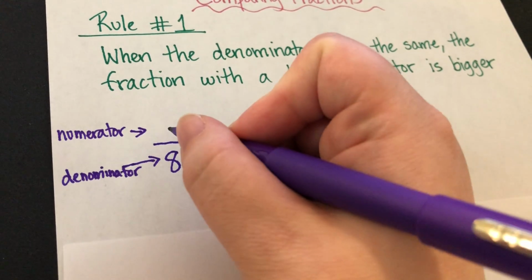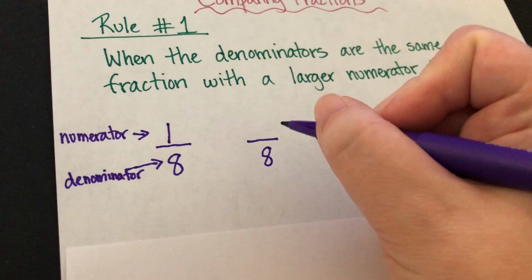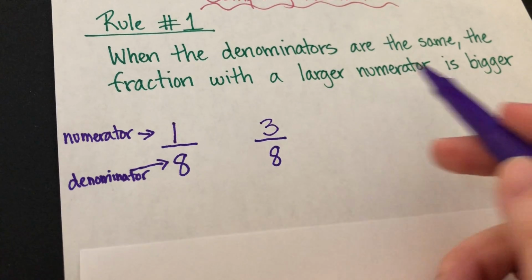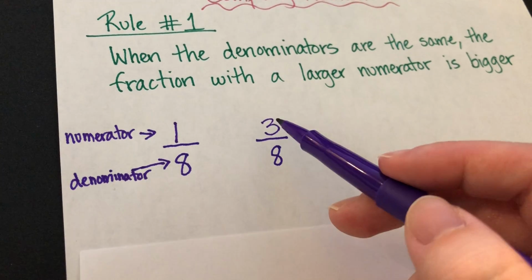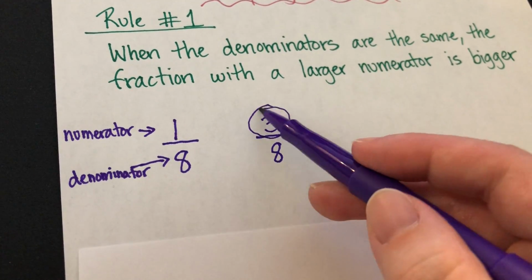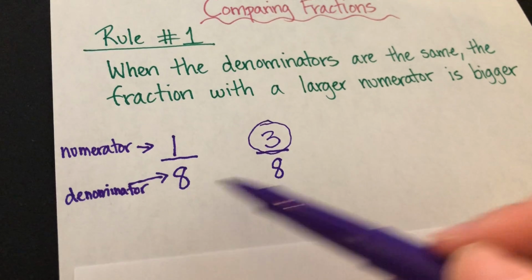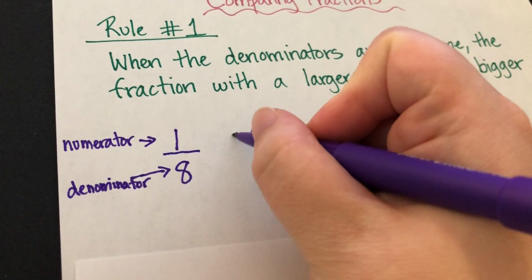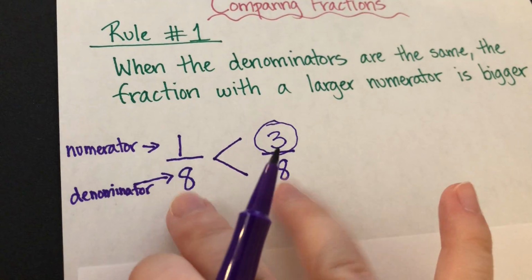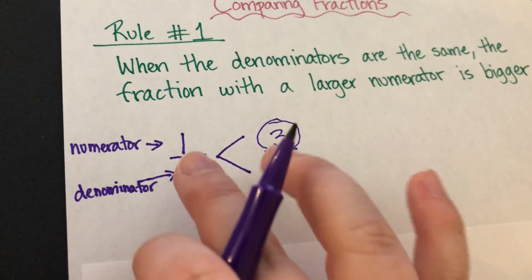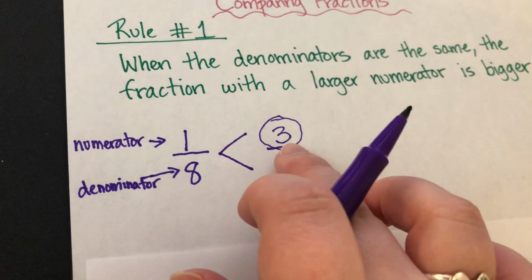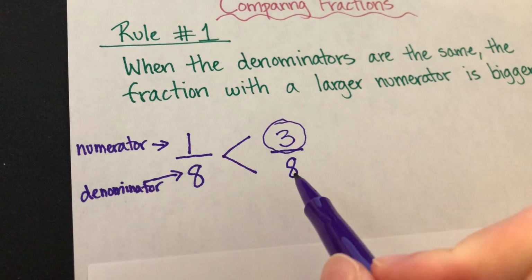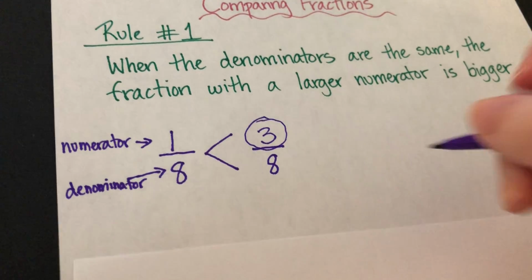Okay, so when the denominators are the same, the fraction with the larger numerator is bigger. So if we have 1/8 versus 3/8, which numerator is larger? It would be this one. So we'd say, oh yeah, these are both 8ths. And since we only have 1/8 here, but we have 3/8 here, this is obviously going to be bigger because we have more 8ths.